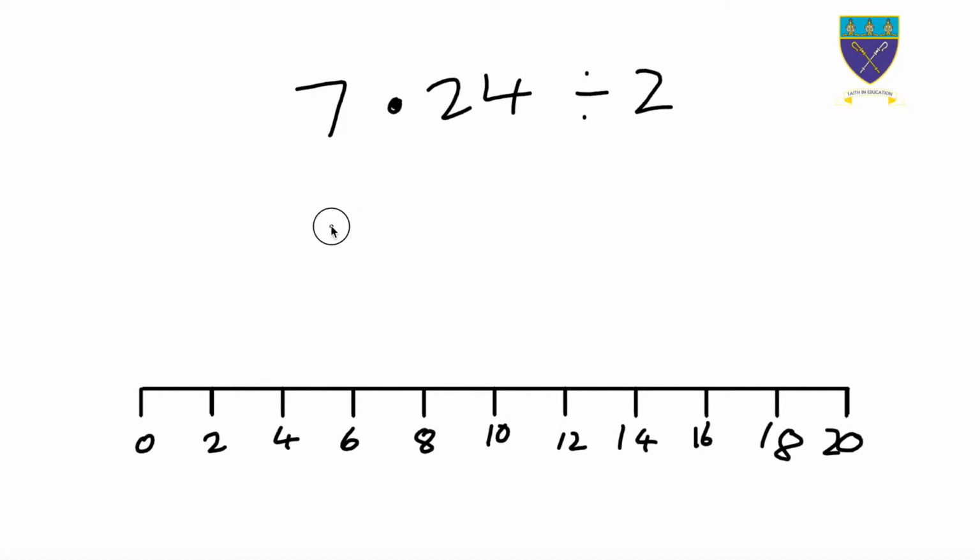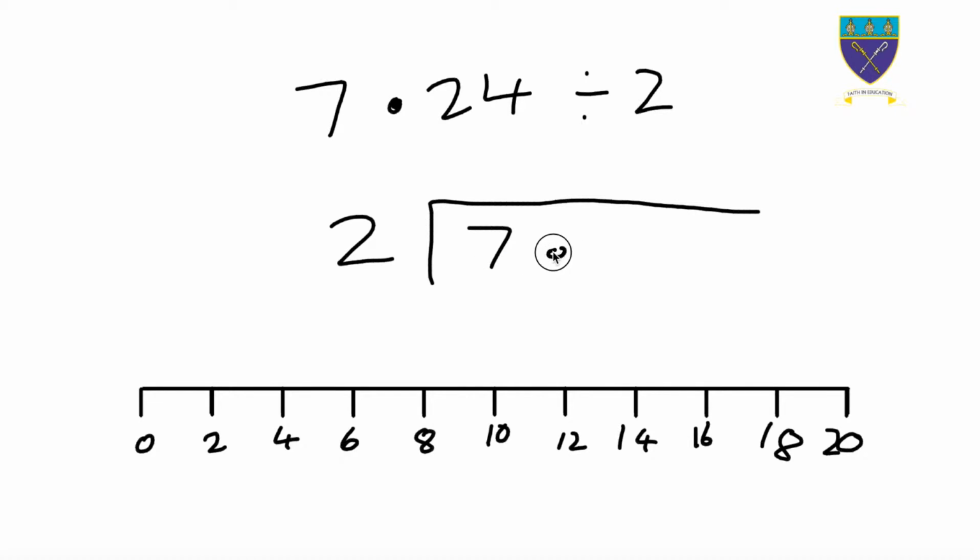The 2 will go on the outside. The bus stop would start by here and go across, and 7.24 would come in here. Now that decimal point must be lined up above in our answer also. It's very important that you take time to do that at the start.